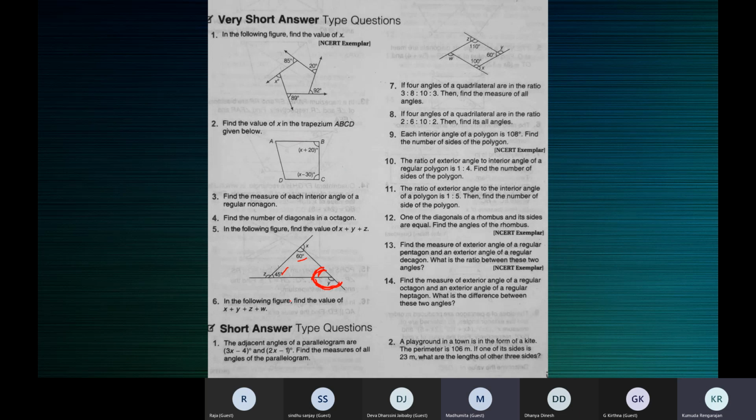Ma'am, I read this property last year, ma'am. Yeah, it is given in 7th standard math. No problem if you just recalled.